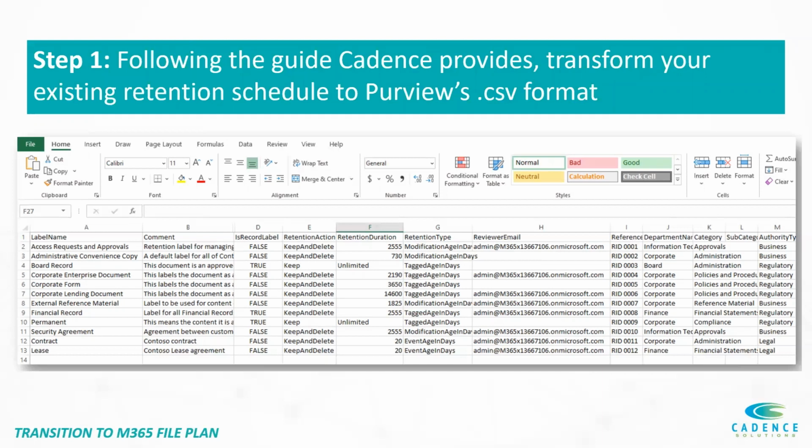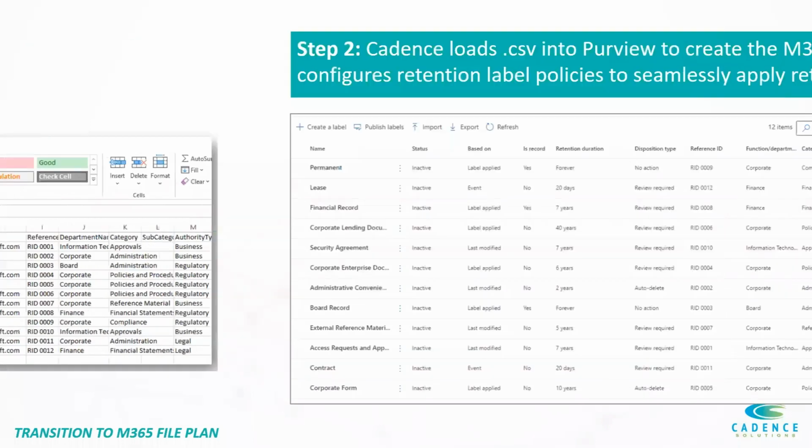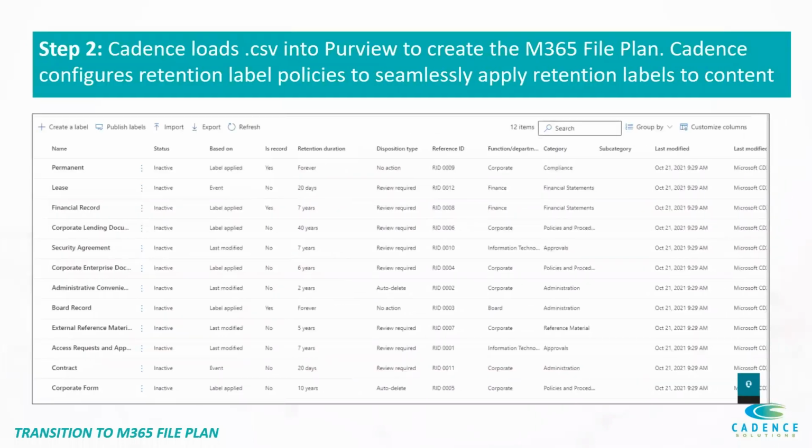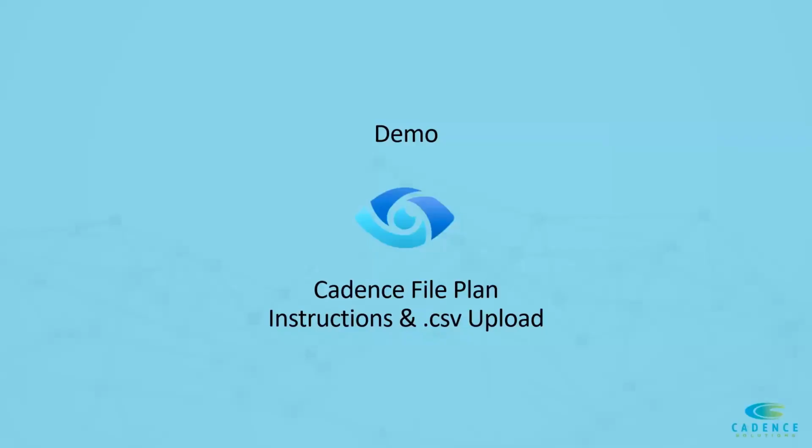And once it is transformed into this format, we just click the import button and then import this retention schedule as a Purview file plan, and it is in your system. It's as simple as that. And I'll just quickly show you guys the instructions and the sample CSVs and actually the upload process as well.